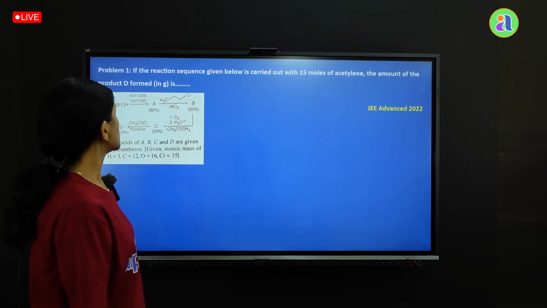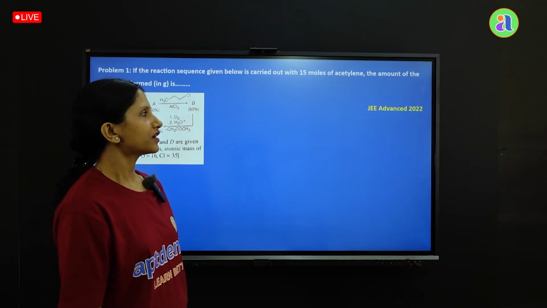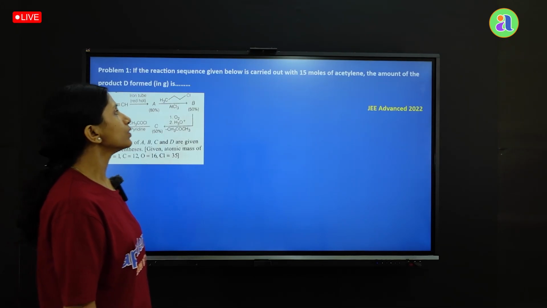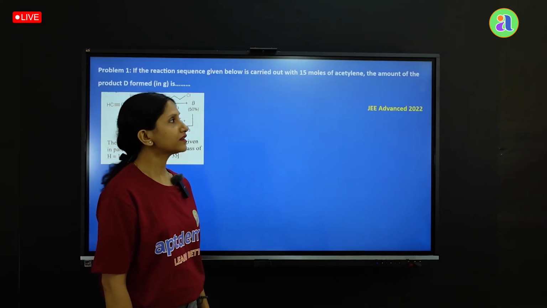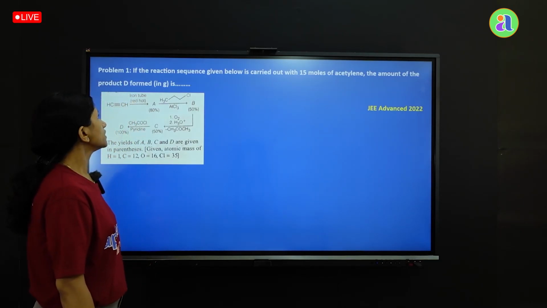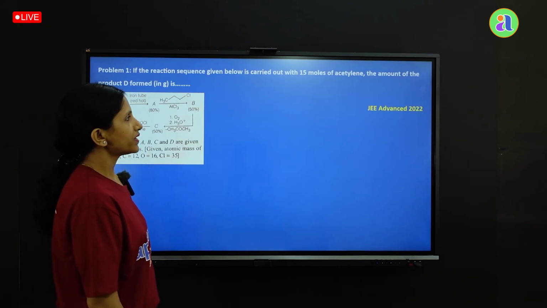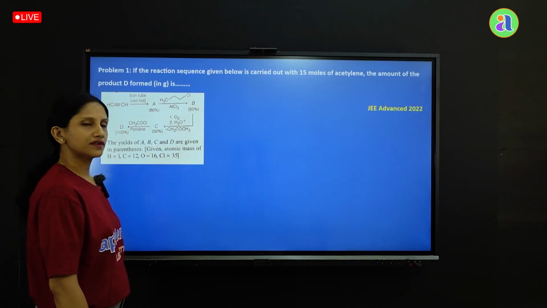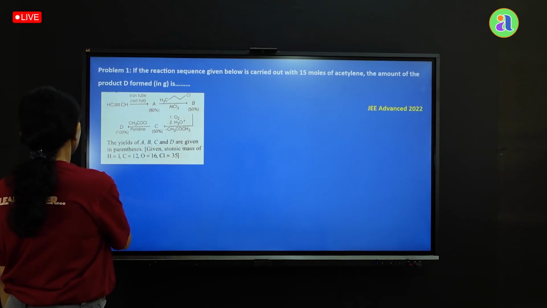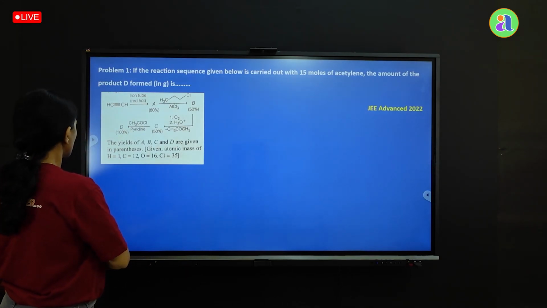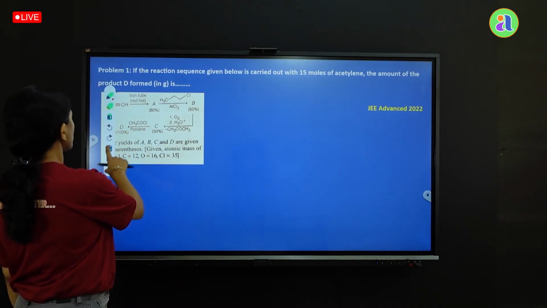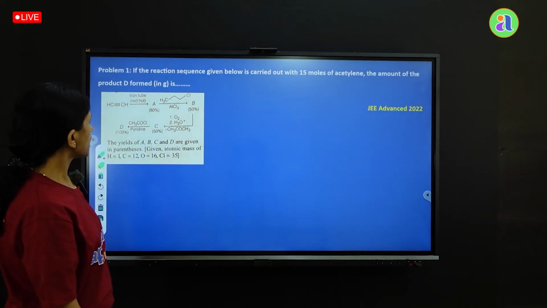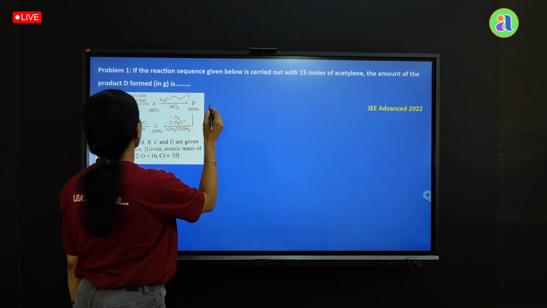This problem, that is problem 1, appeared in the Joint Entrance Examination Advanced 2022. The problem is: if the reaction sequence given below is carried out with 15 moles of acetylene, the amount of the product D formed in gram is. So we have to calculate the amount of product D formed in this reaction in gram. The reaction is given like this, and we have to actually find out the products A, B, C and D. So let's start to get the products A, B, C and D.